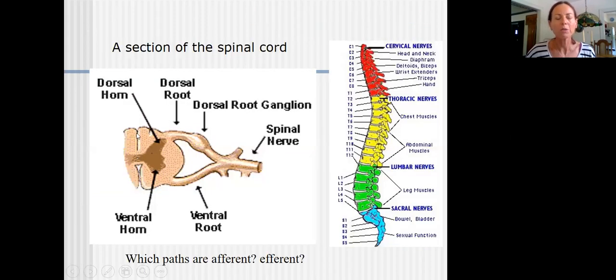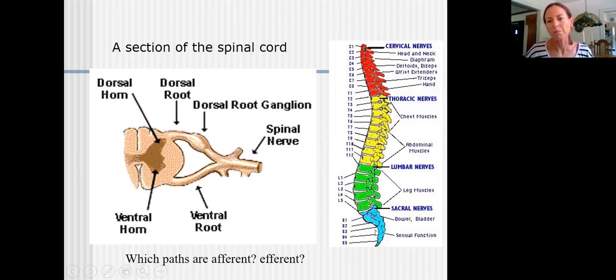Here we see a section of the spinal cord, and you can see the dorsal root is on the back side, and we see that dorsal root ganglion there, and then that carries into the spinal nerve. The ventral root is on the stomach side, and there we do not see the ganglion. That's going to be the motor nerves.